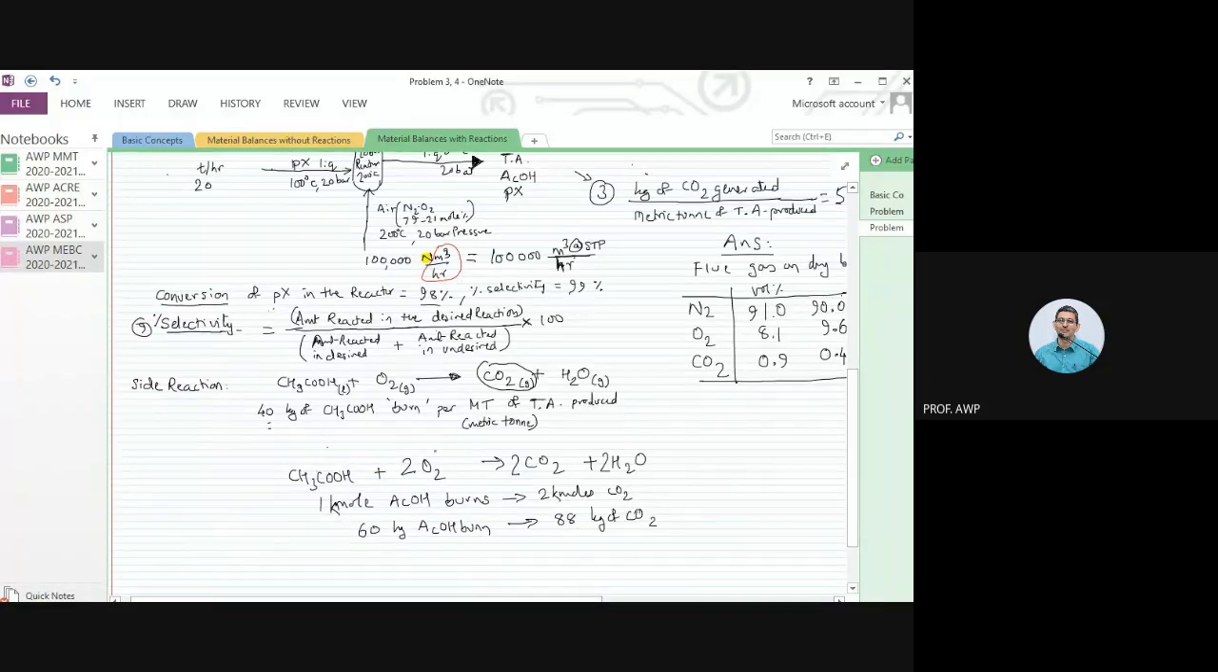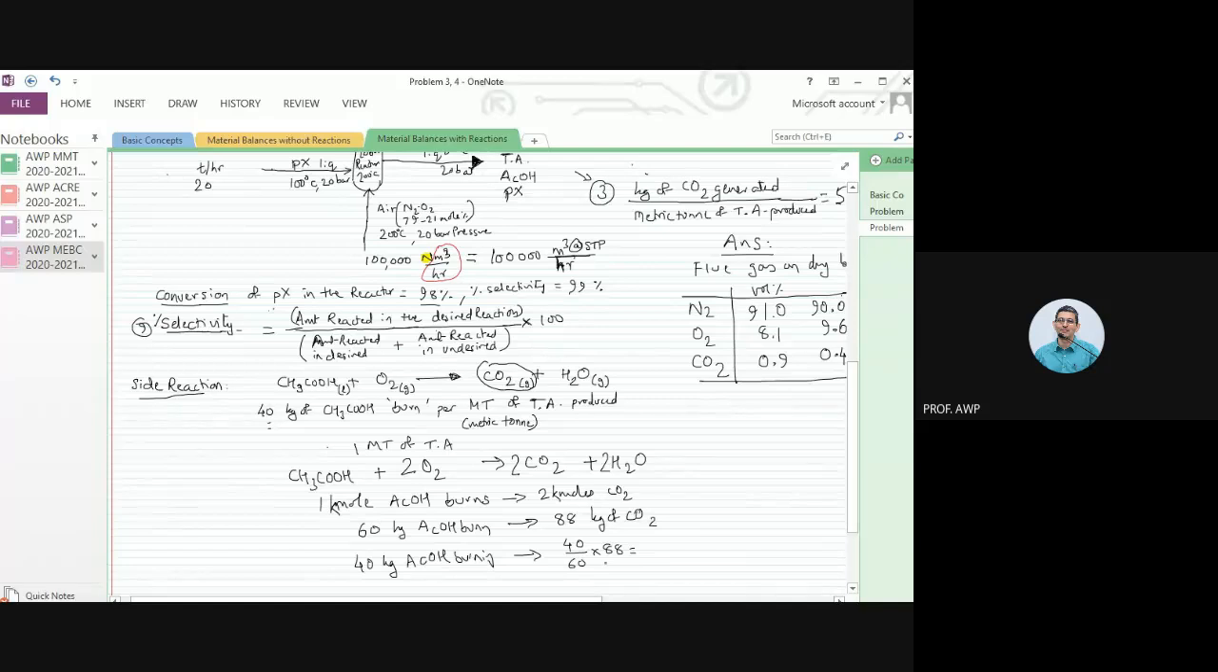Now, if I take 1 metric ton of terephthalic acid, even if all the carbon dioxide only comes from this side reaction, I will have 40 kgs of acetic acid burning. So the amount of carbon dioxide generated would be 40 divided by 60 into 88.